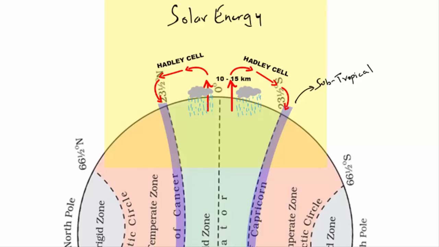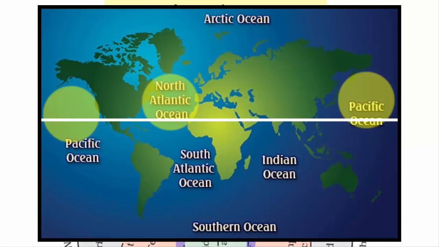Anyways, as the air moves towards the subtropics, it comes down over the oceans, and that creates a high pressure zone. Because you see, in the northern hemisphere, these high pressure systems are located over the North Pacific and North Atlantic Ocean. The famous Bermuda Triangle is also located at the North Atlantic Ocean, and that's a high pressure zone.